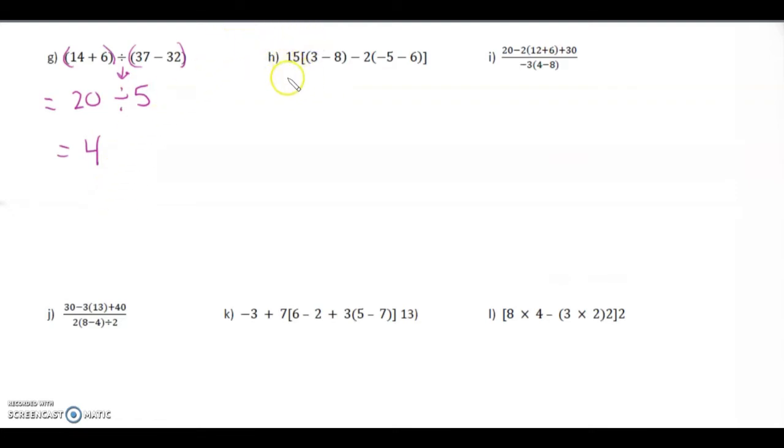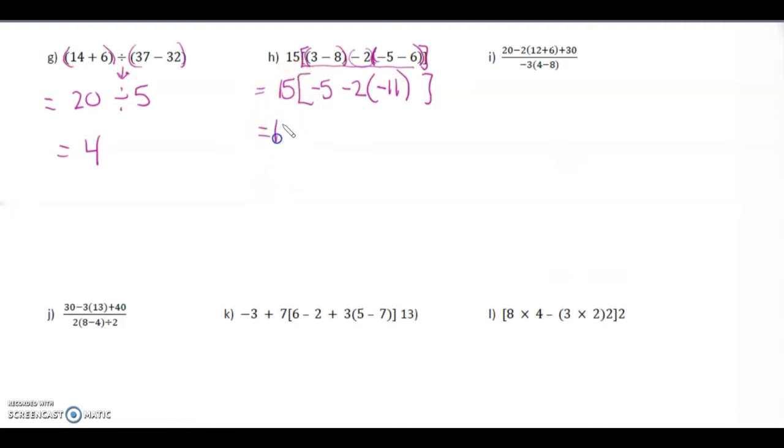Okay, H. So these get a little bit more complex. So H, 15, and then this bracket is around all of this. So let's just bring the 15 down and ignore it for just a second, and let's simplify in this big bracket first. So in this bracket, we're going to focus on first the brackets. 3 minus 8 is negative 5. Okay, and then we have negative 2. And then we're going to simplify the next bracket. Negative 5 minus 6, I get negative 11.